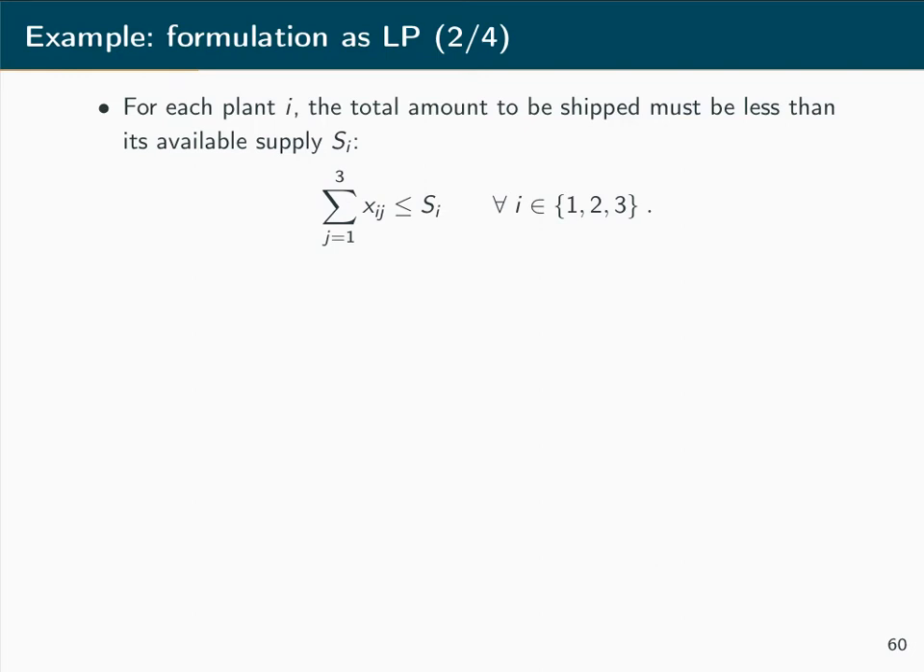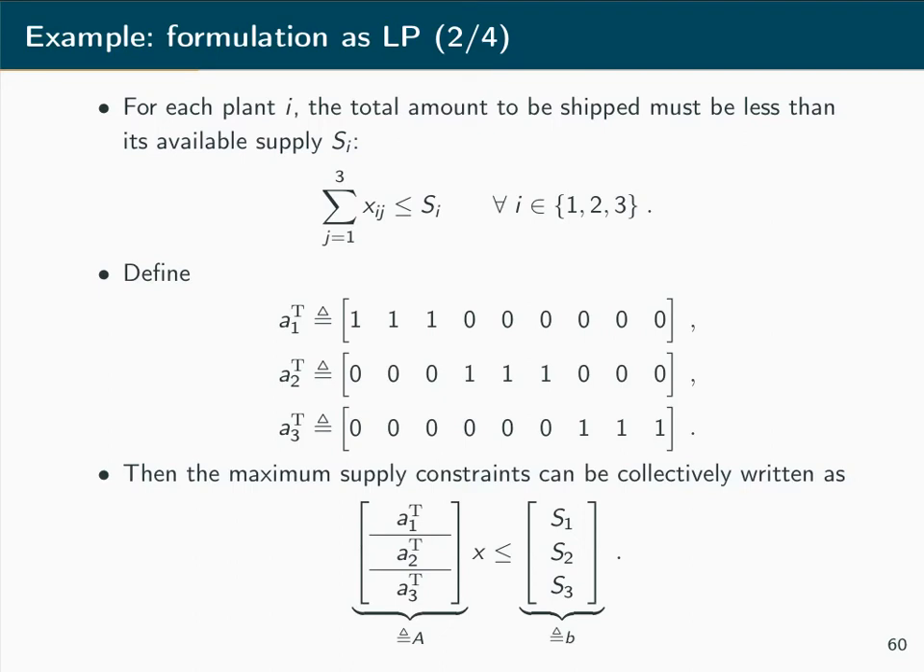And the first constraint is that for each of the plants i, the total amount to be shipped must be less than the available supply s_i. So if I sum the shipment quantities to all of the retailers from j equal 1 to 3 that gets shipped from plant i, this must be less than or equal to the available supply s_i. So we have this constraint for all of the plants i equal 1, 2, and 3.